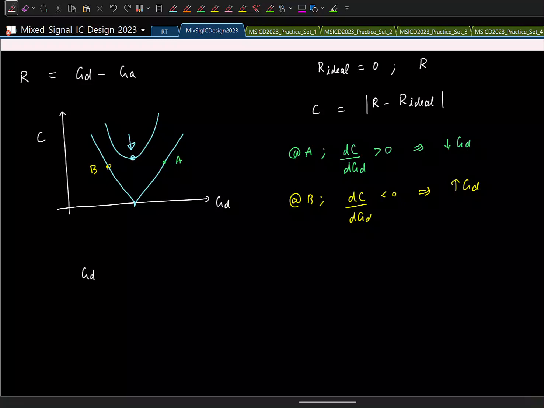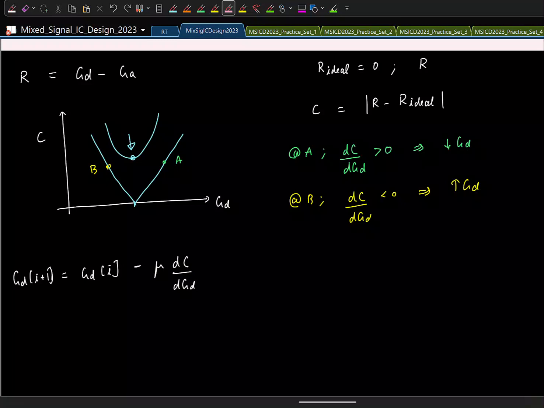So let us say I have GD of i. Now I have to refine my gain estimate to i plus 1. How do I do that? Minus some factor times the gradient. If the slope is positive, I have to decrease it. If the slope is negative, I have to increase it. So it should be something like minus mu times dC by dGD, and this mu essentially dictates how fast or how accurately you can do it.